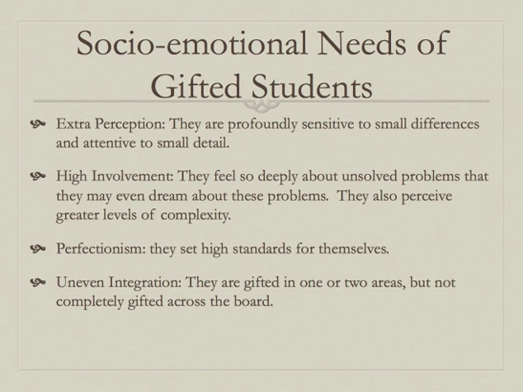The socio-emotional needs of gifted students include extra perception, high involvement, perfectionism, and uneven integration. Extra perception describes students that are profoundly sensitive to small differences and attentive to small detail. High involvement means that they feel so deeply about unsolved problems that they may even dream about these problems. They also perceive greater levels of complexity.